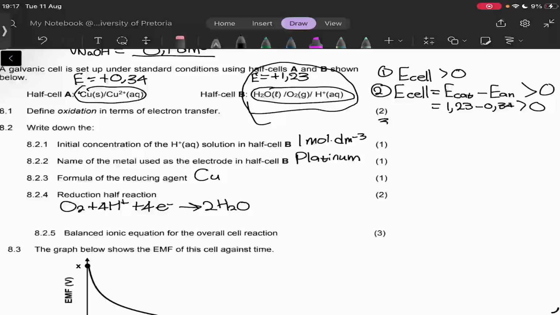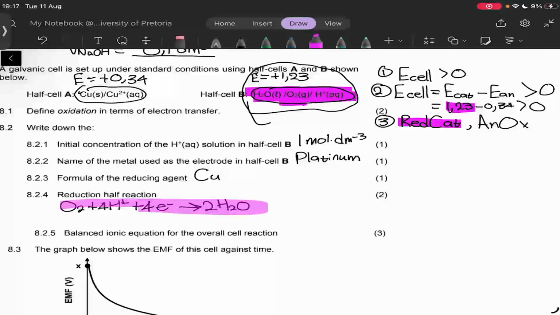Step 3 is just recalling the following. We have red cat and an ox. Red cat tells me that reduction happens at the cathode. So with that in mind, if I now figured out that the water side is the one that's undergoing reduction because it is the cathode and it follows red cat, I can then answer 8.2.4 in that manner. Are you guys with me so far?